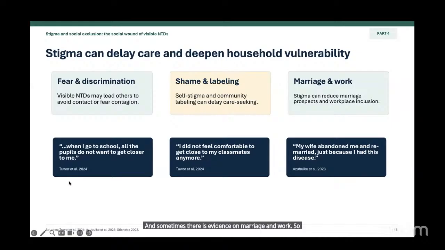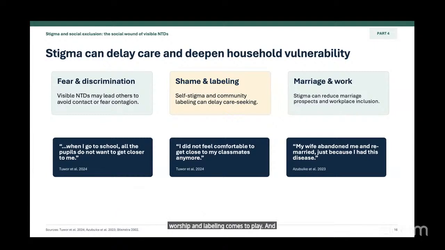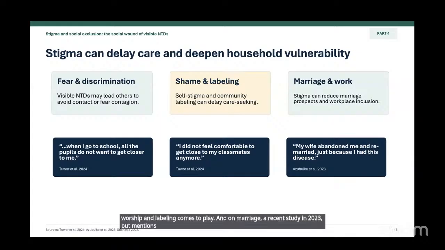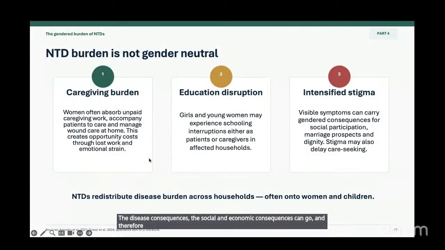So evidence from Tiwo et al. 2024, for example, where an individual reports that when I go to school, all the pupils do not want to get close to me. And another one mentioned that I did not feel comfortable to get close to my classmates anymore, where shame and labeling comes into play. And on marriage, a recent study in 2023 mentions that my wife abandoned me and remarried just because I had this disease. So that's how far the social and economic consequences of the disease can go, and therefore the need for us not to ignore them.